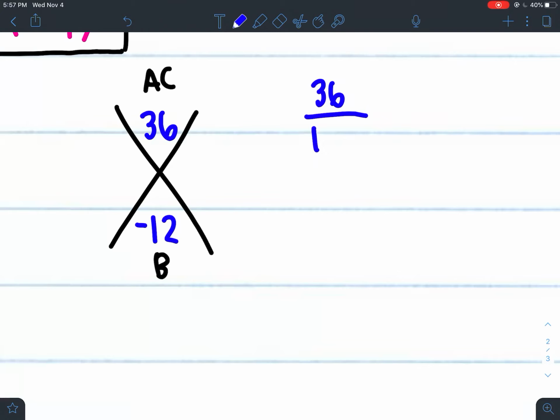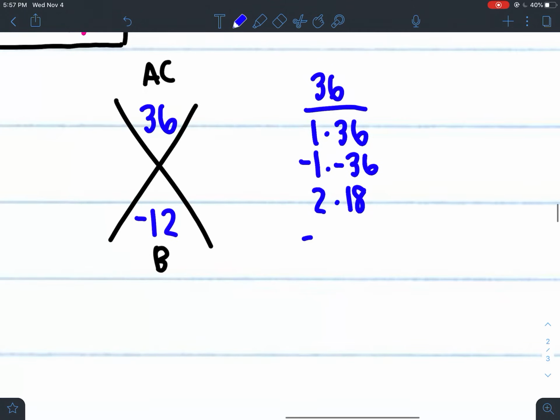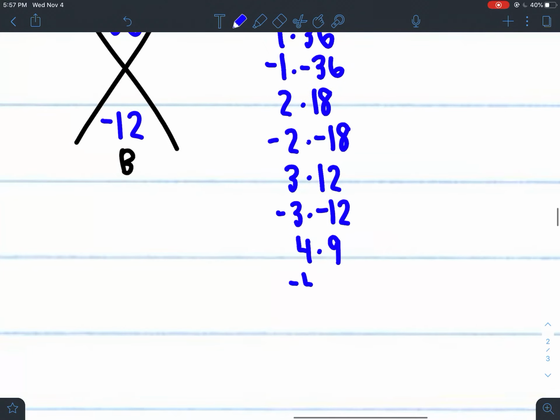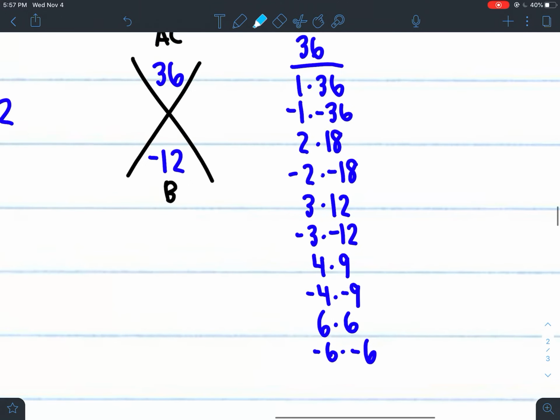So 1 times 36, negative 1 times negative 36, negative 2 times 18, negative 2 times negative 18, because you want to make it positive, right? 3 times 12, negative 3 times negative 12, 4 times 9, negative 4 times negative 9, 6 times 6, and then negative 6 times negative 6. All right, so these are all the factors. Now, again, it might not take you the whole list to figure it out. You might figure it out right away, but sometimes we've got to do a list.